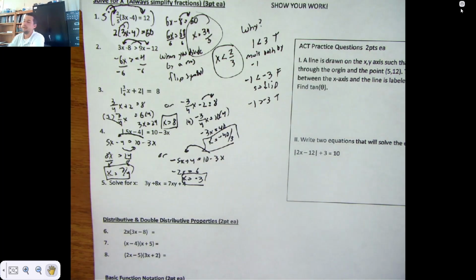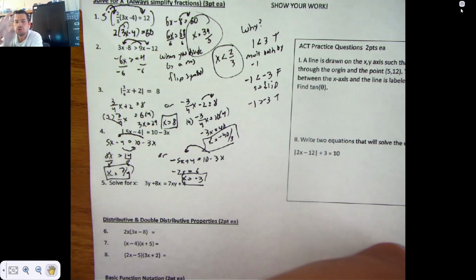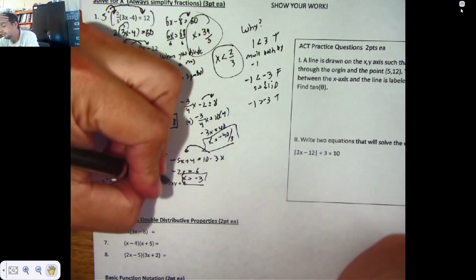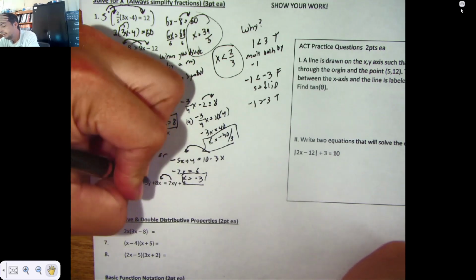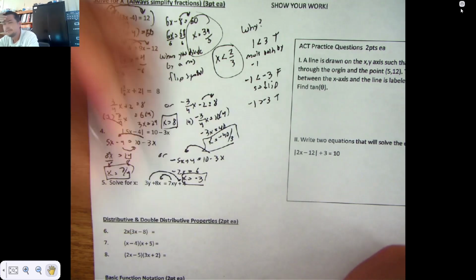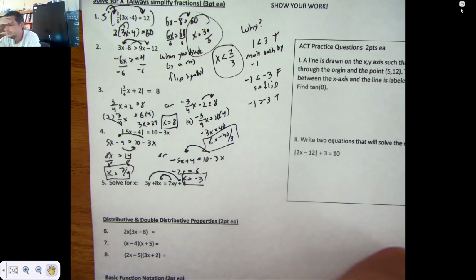Number 5, solve for a variable, and you're solving for x. So I'm going to take everything with an x, and I'm going to shift it left. This guy is coming over here. This guy is going over there because everything with an x is going left.